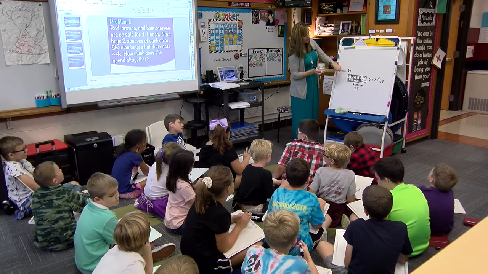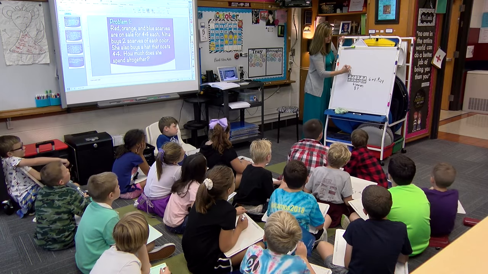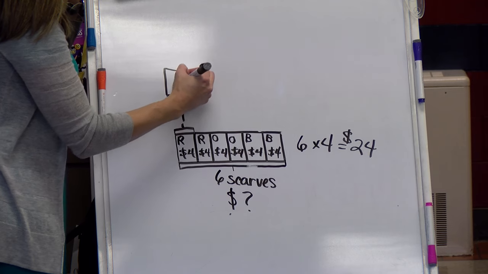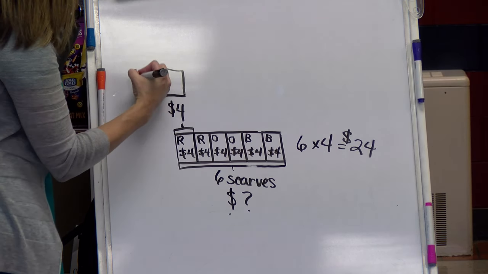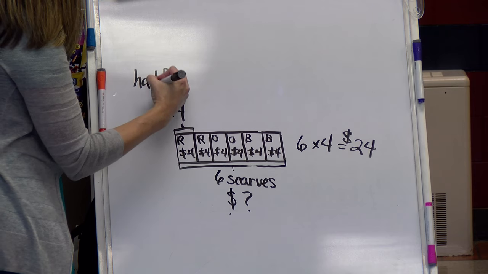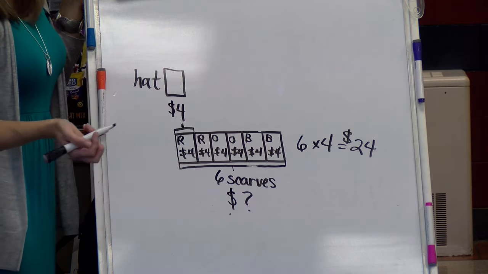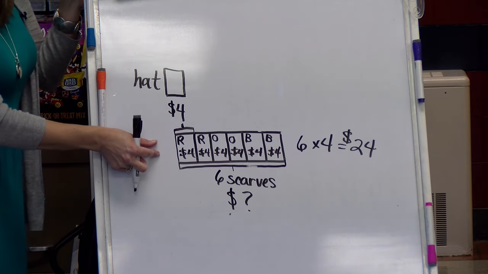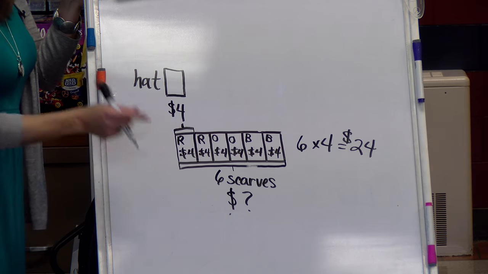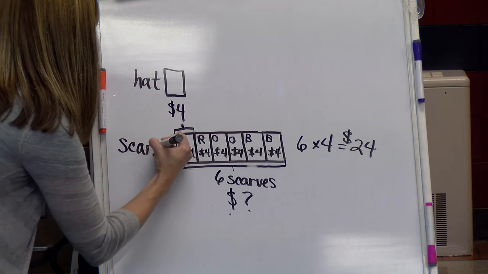So let me show you how I would add a hat. I would come right up here. How many hats did she buy? One. So I just need one unit. And right out here, I would write hat. If you still had this on your board, you would copy this on your board for me. What did these units represent? The scarves. Thank you for saying that loudly enough that I could hear.